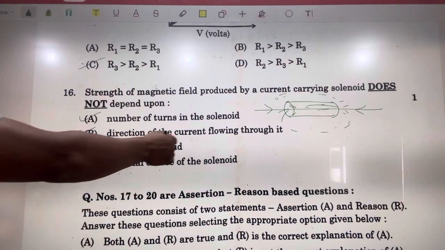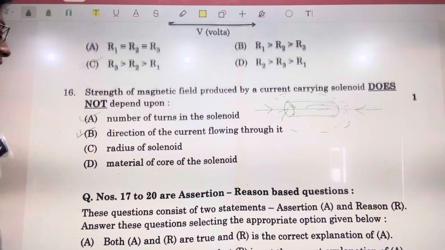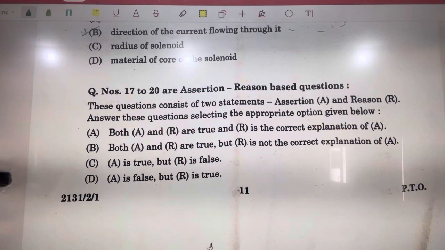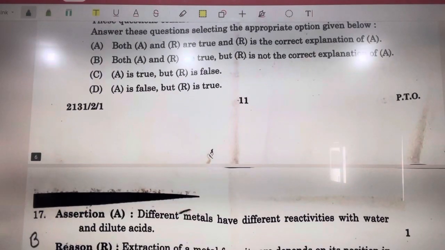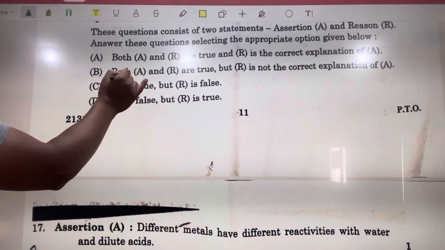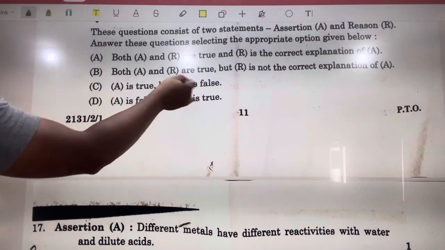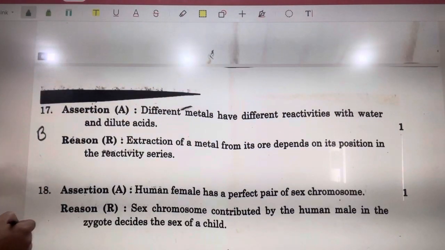Again, the radius of the solenoid will also decide the strength, and the material of the core of the solenoid will also decide the strength of the magnetic field produced. Then from question number 17 to 20 we have assertion and reasoning type questions, and they have given the options. Both A and R are correct and R is the correct explanation; both A and R are correct but R is not the correct explanation; A is true, R is false; A is false, R is true. Let us check the questions they have given.